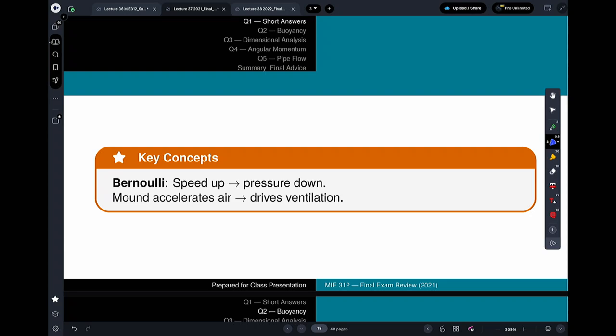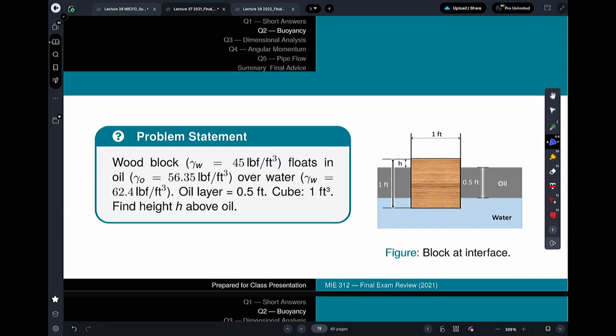Again, one of the things that you really have to recognize is that Bernoulli equation: speed up, pressure down. The mound accelerates air because it sort of brings the cross-sectional area down a small percentage. So as it goes around, it's driving the ventilation in the shaft, which is why the groundhog is happy to be in the tunnel.